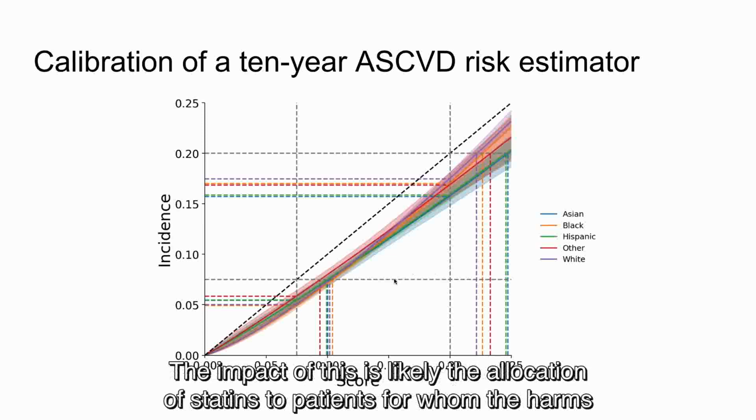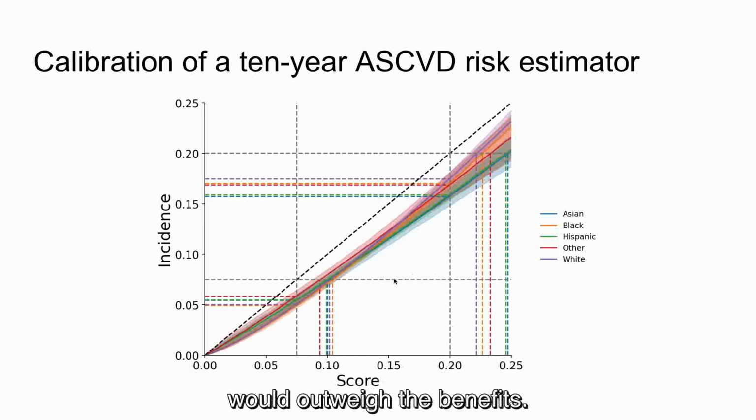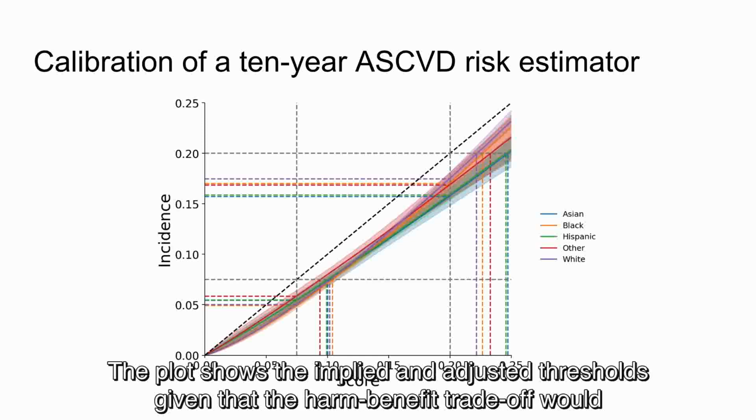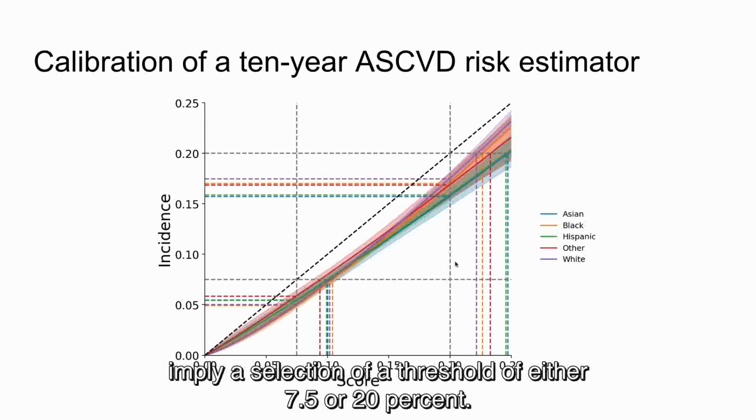The impact of this is likely the allocation of statins to patients for whom the harms would outweigh the benefits. The plot shows the implied and adjusted thresholds, given that the harm-benefit trade-off would imply a selection of a threshold of either 7.5 or 20%.